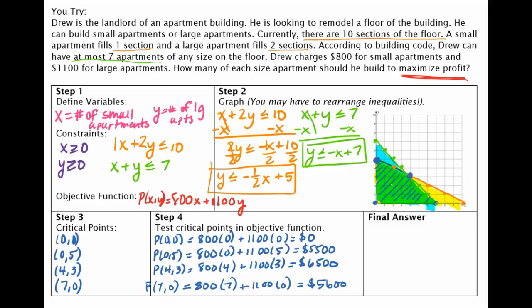And the answer to that is this one right here. So $6,500 is the largest amount of profit he would make. So the final answer to this problem would be that he should rent out 4 small apartments and 3 large apartments.